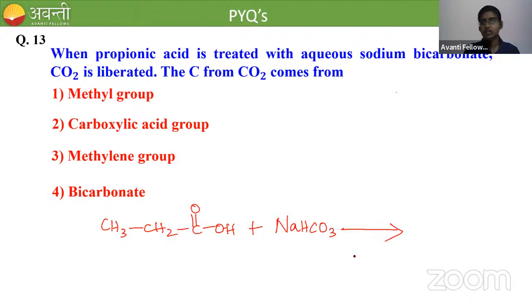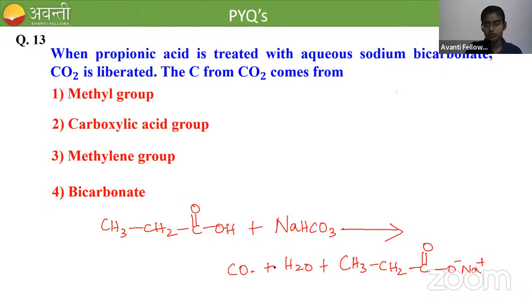And from this we get 3 products. One of the products is CH3CH2COO minus Na plus, the sodium salt. The other compound is H2O and the third compound is CO2. So this is the reaction, and they are asking from which compound this CO2 carbon has come. We have only 2 different reactants: one is the carboxylic acid and the other one is bicarbonate.